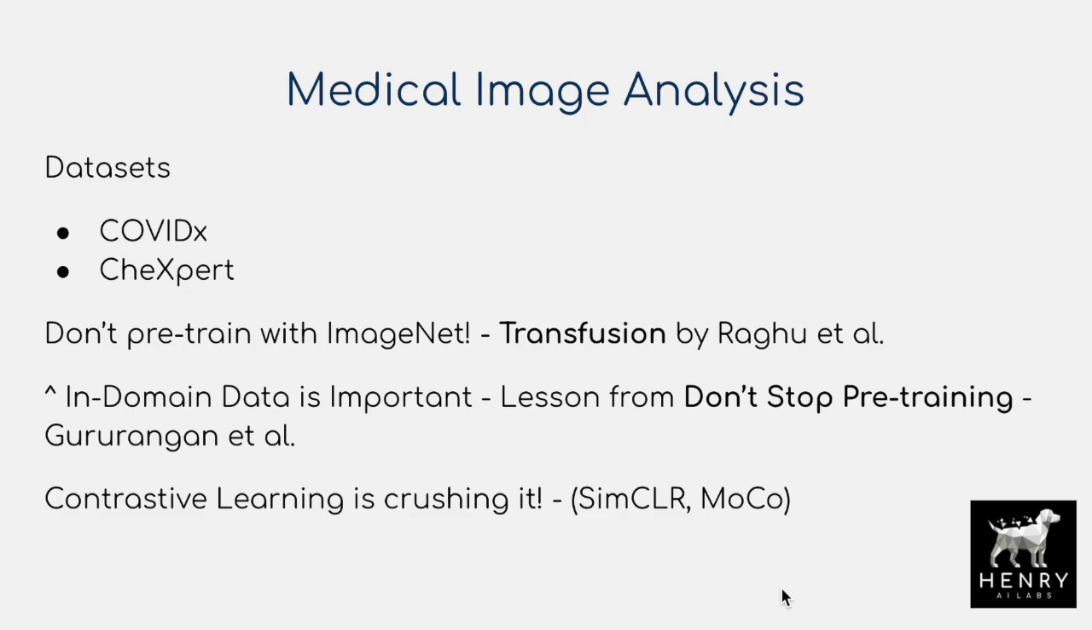And as we discussed in the theme of self-supervised learning, it is much more useful when you have in-domain data for the massive unlabeled data set compared to just using, say, ImageNet. So this paper, Transfusion, shows that ImageNet pre-training is not that useful. But if you're doing in-domain data like CheXpert, that is going to be really useful. And that's a lesson from Don't Stop Pre-Training, which is one of the best papers at ACL, showing this lesson with respect to natural language processing.